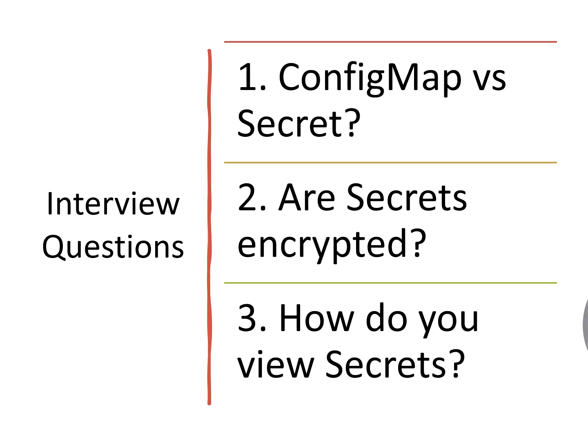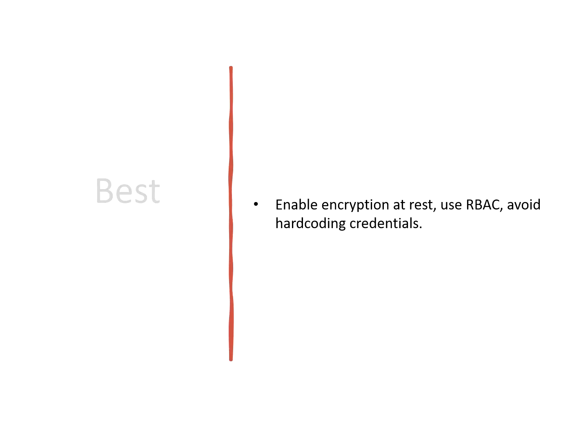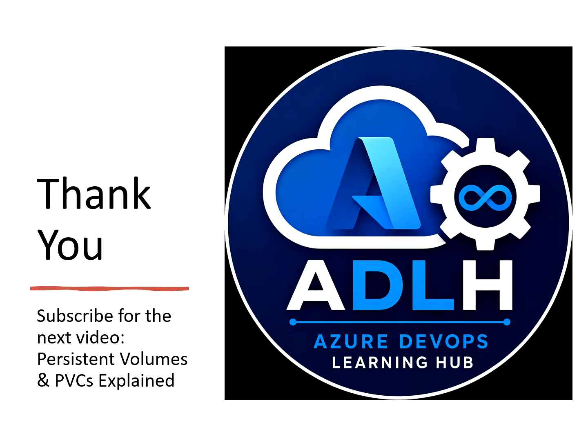Let's look at a few interview questions. Config map versus secret. Are secrets encrypted, and how do you view secrets? Not necessarily; by default they are only base64 encoded. For stronger security, enable encryption at rest. And we can have RBAC also for the same.